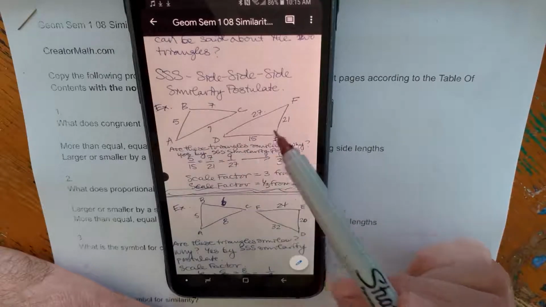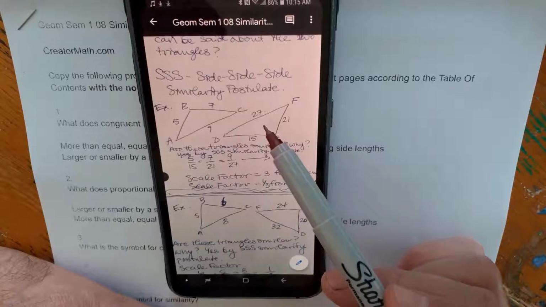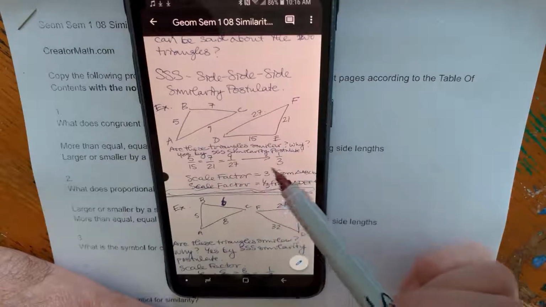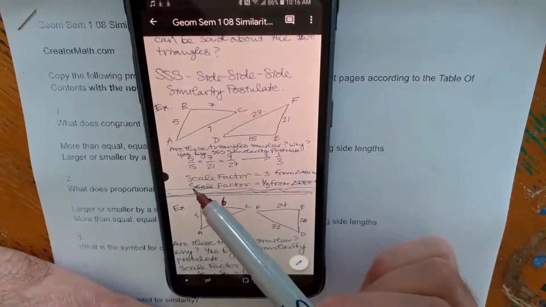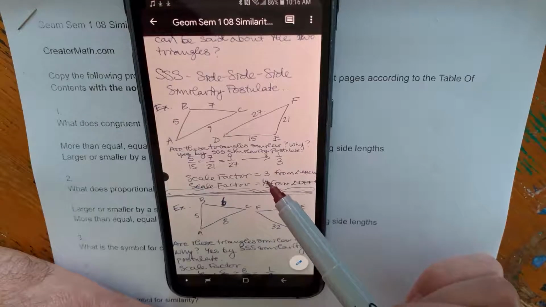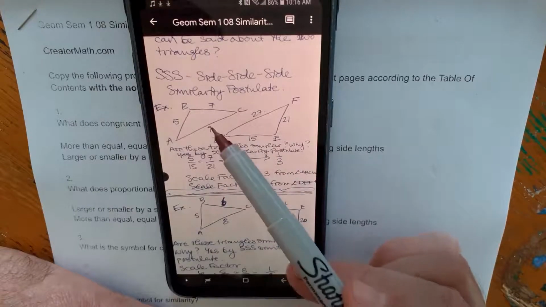The scale factor, going from smaller to bigger, in this case would be 3 times. We're multiplying by 3 to go in this direction from small to large. The scale factor would be 3. If we go back from the large to the small, the scale factor would be 1/3, right? So scale factor is 3 or 1/3, depending on which direction you go.